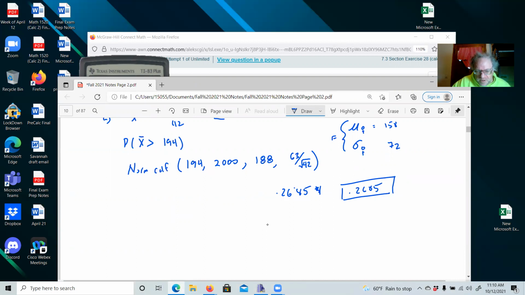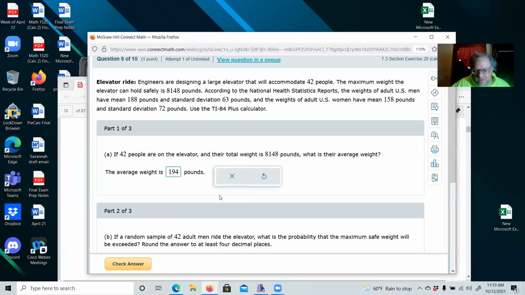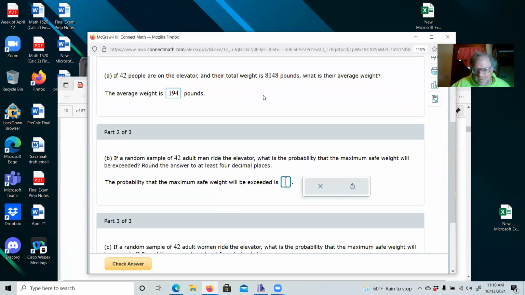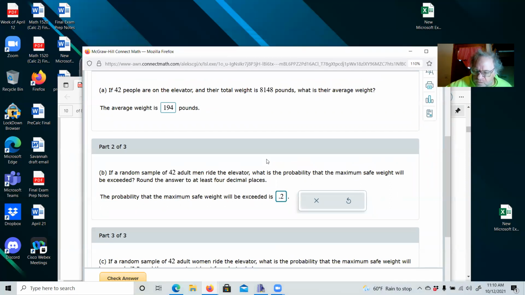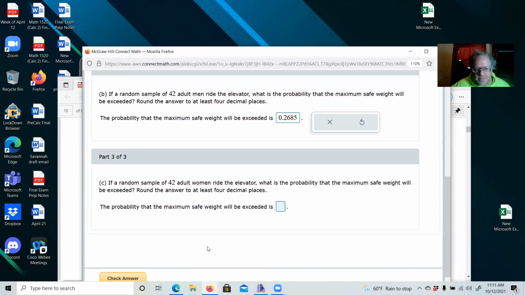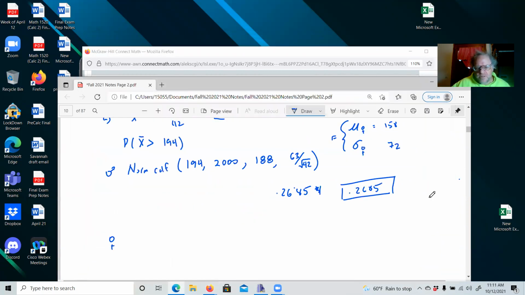What about the women? So this was for the men. Then we're going to say, well, if all the women get on it, if 42 women get on this elevator, so we have this elevator in a sorority, what's their probability? Okay, 42 women are riding it.